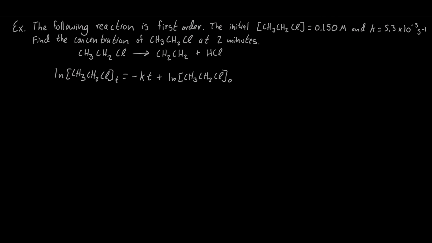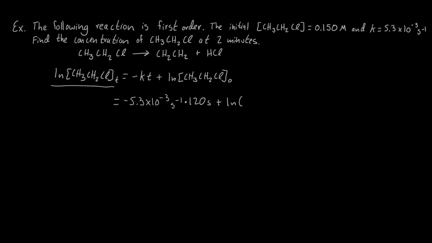And we know that what we're trying to solve for is our concentration at a given time, which is 2 minutes. So let's start by plugging in what we know. So the rate constant is 5.3 times 10 to the negative third seconds to the minus 1. And the time, since our unit here is in seconds, we have to match our time to those units so that they cancel out. So we're given 2 minutes, and so there's 120 seconds in 2 minutes. So our time is 120.